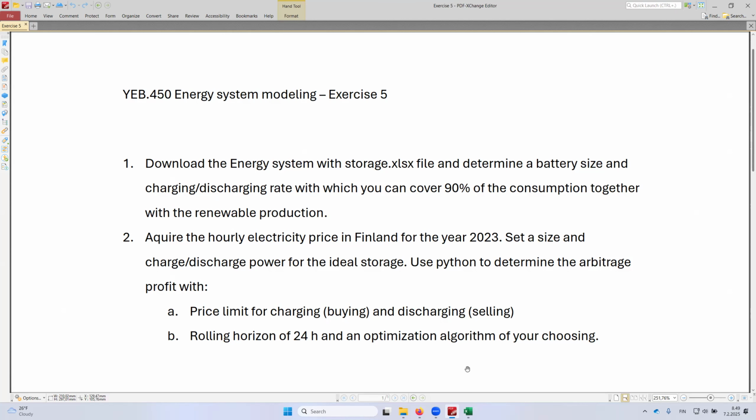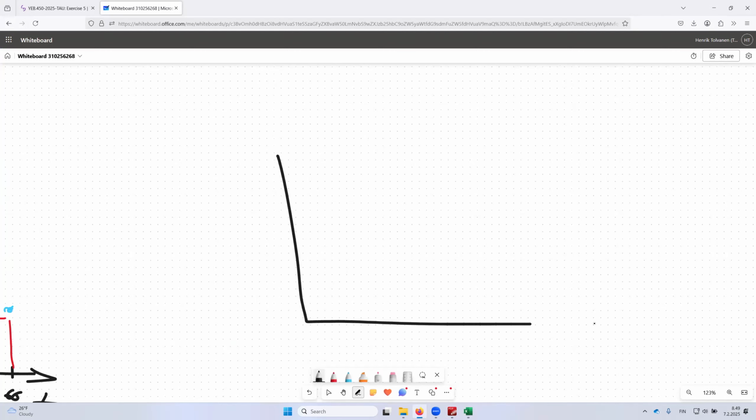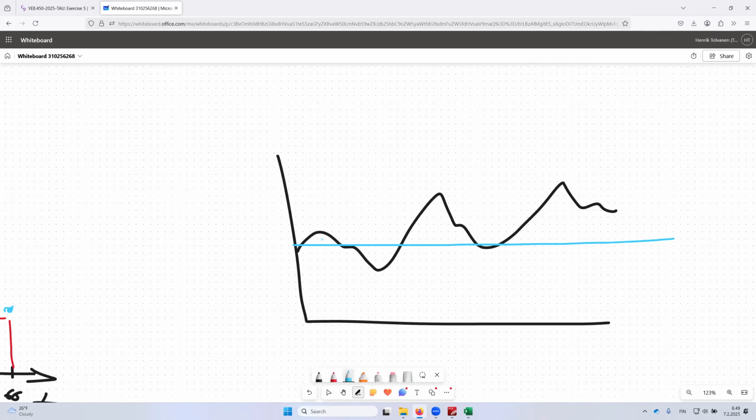So what we want to essentially do in here is if we have an electricity price that fluctuates like this, we're going to set a price limit in here, above which we're going to be selling. So in here, there is price. So this is euros per megawatt hour, and this is time. So this is going to be sold whenever we are above here.